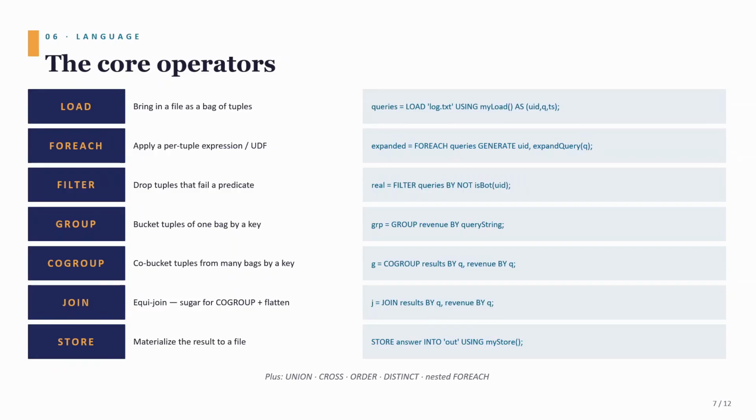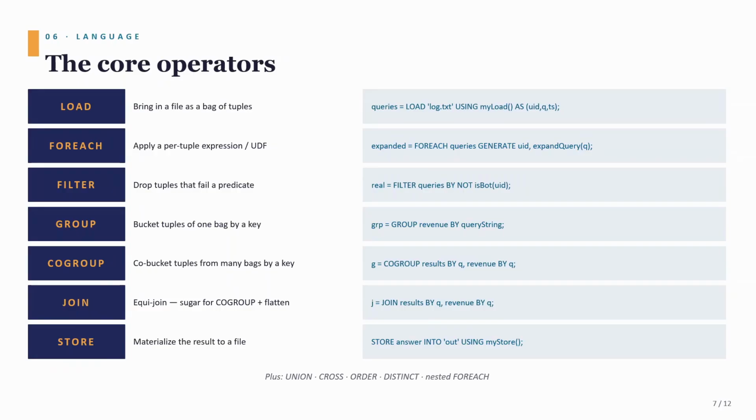Then there's filter. This is simply keeping the rows you want and throwing away the ones you don't. For example, remove all bot traffic or keep only pages with a high page rank. Group takes all your rows and buckets them by a key. So if you want to group all search queries by user, group does that in one line.